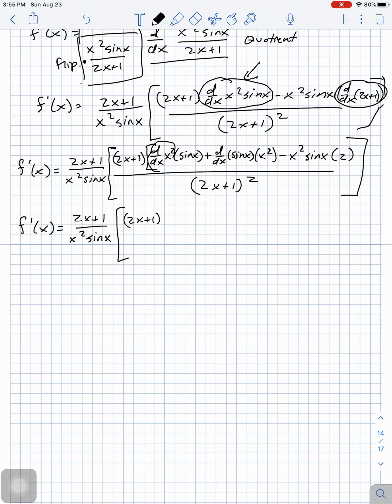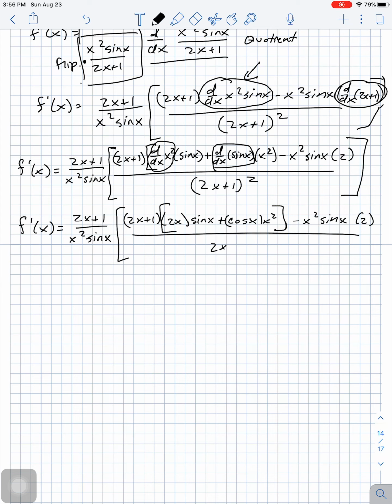Now, the derivative of x squared is 2x, and then I've got a sine x, and the derivative of sine x is cosine x times x squared, minus x squared sine x and a 2. I'll switch that order in a second.